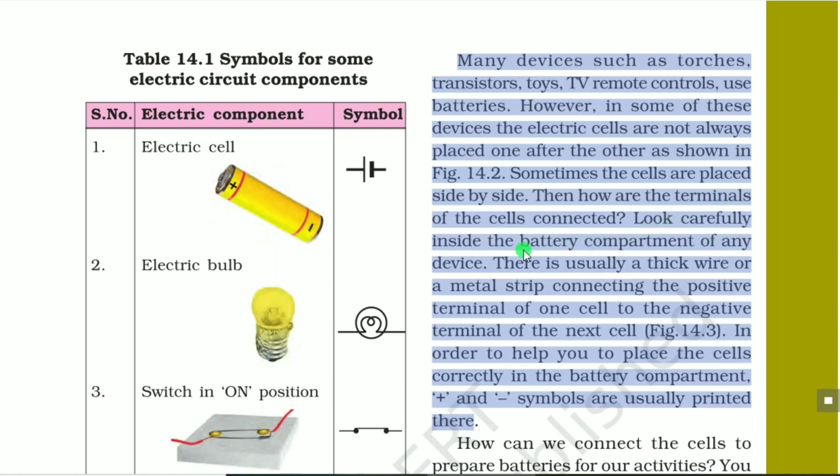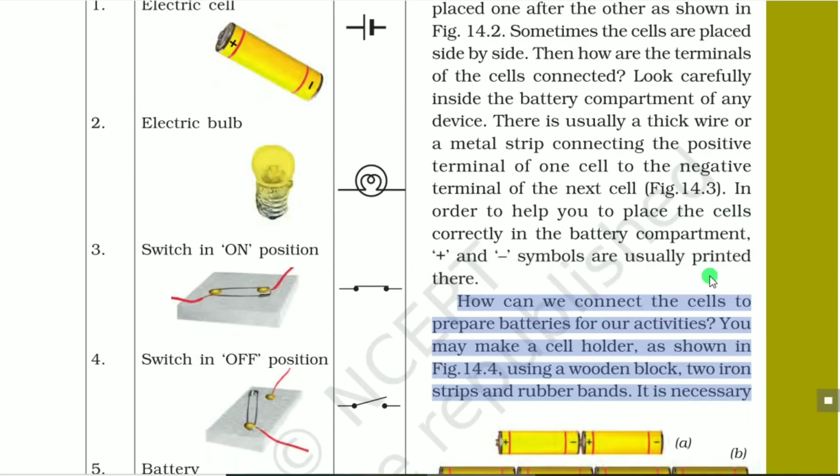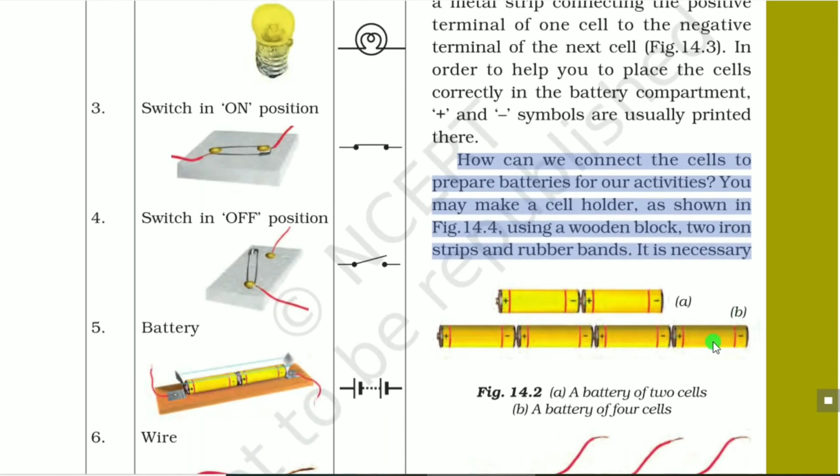Look carefully inside the battery compartment of any device. There is usually a thick wire or a metal strip connecting the positive terminal of one cell to the negative terminal of the next cell, Fig. 14.3. In order to help you to place the cells correctly in the battery compartment, plus and minus symbols are usually printed there. How can we connect the cells to prepare batteries for our activities?